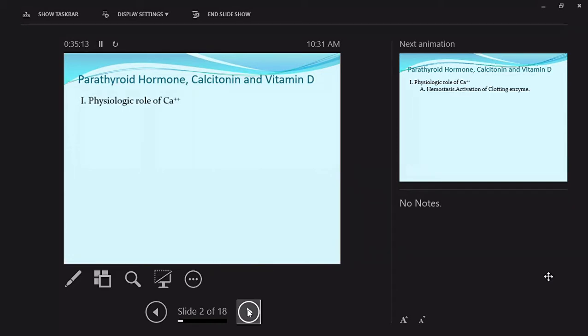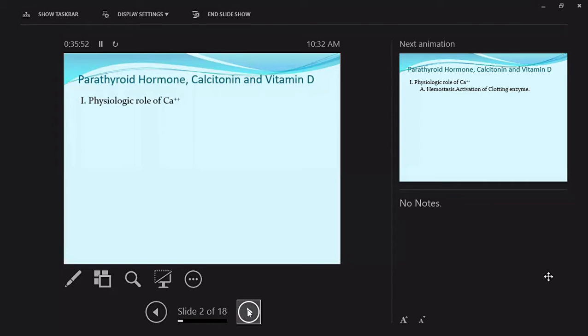First, we will have to take up the calcium, because the parathyroid plays a lot of role in calcium balance. It is a hypercalcemic hormone. You know, the parathyroid is found right behind the thyroid gland, okay?